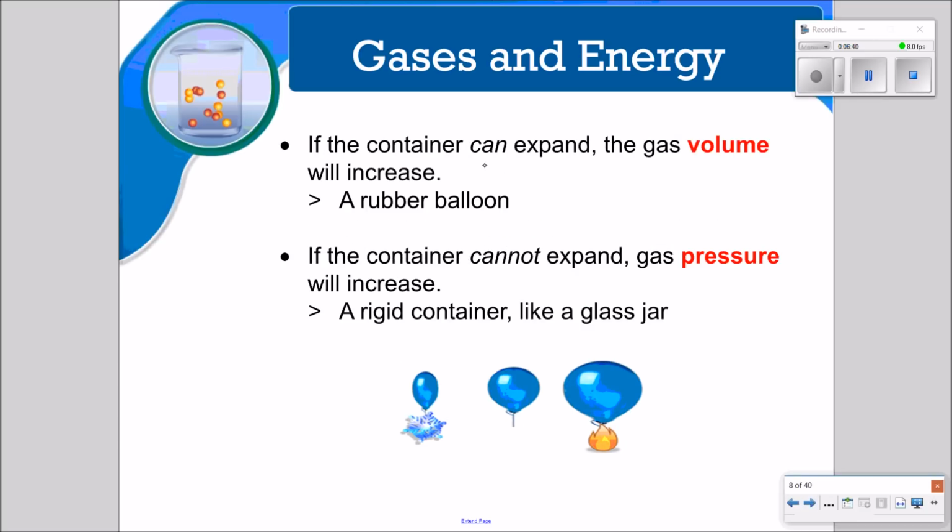If the container can expand, the volume will increase. So for example, a rubber balloon. Another good example of this is if you leave a bag of chips in your car over the summer. You'll notice if you left it in the car for a long time, the bag of chips is large, because the gas inside the bag of chips has expanded the container. If your container cannot expand, it is a rigid container, like a glass jar, the pressure will increase because that volume cannot increase to withstand the particles moving quicker.